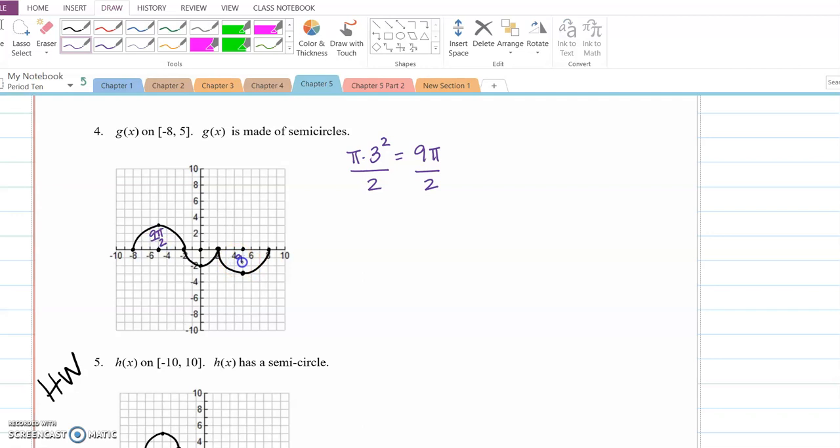And we also have another 9 pi over 2 for this piece, because it also has a radius of 3. The semicircle in the middle has a radius of 2. So that'll be a full circle of 4 pi, but you have to cut it in half. So that's 2 pi. And now we can answer both questions.